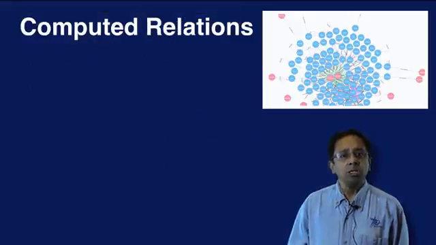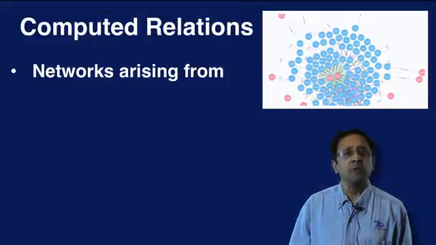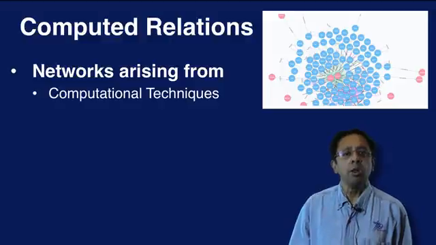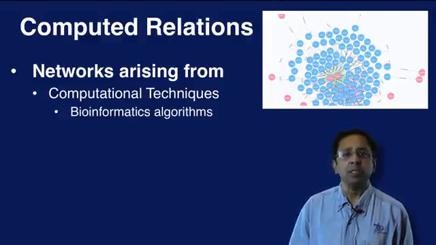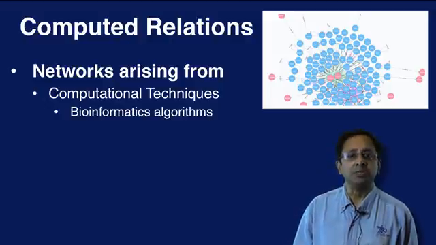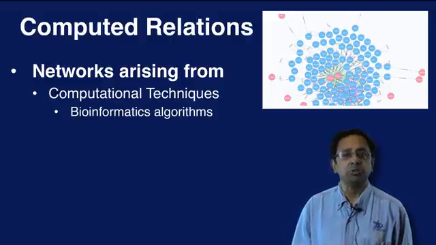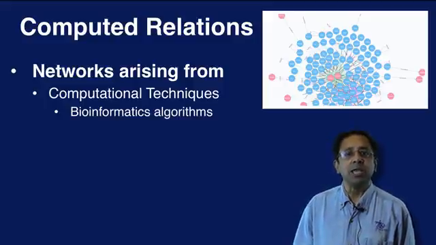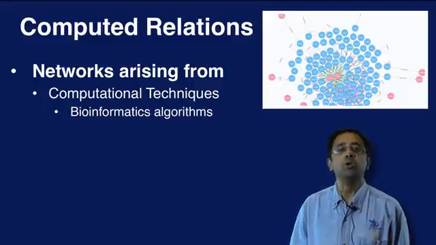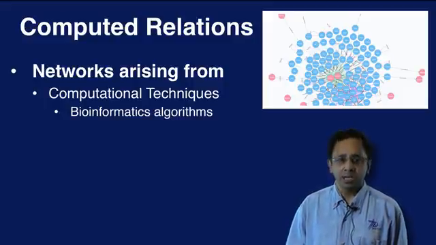Researchers also find these relationships from literature or by computational techniques like bioinformatics algorithms. There are many bioinformatics algorithms that find statistical correlations between genes and proteins. Many biological networks are created by creating edges between entities because they are strongly correlated based on measurements, like gene expression level.